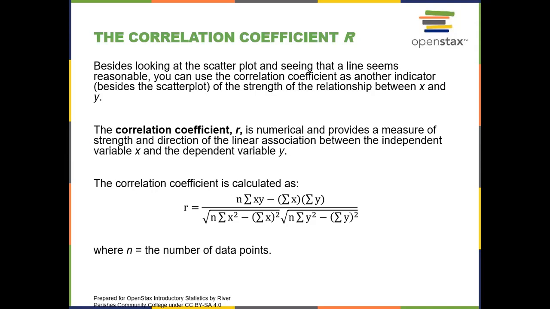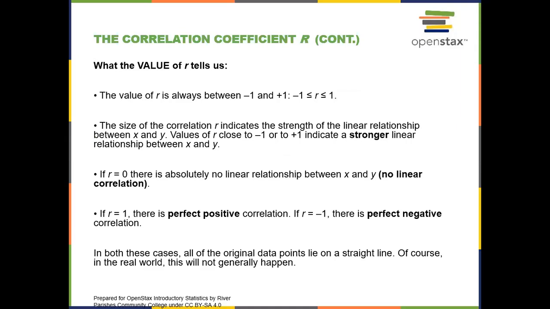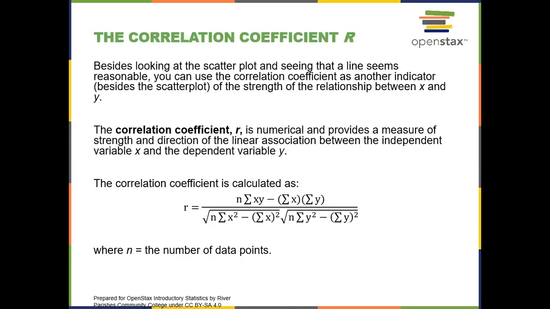N is your number. That small funny thing is Greek capital S, sigma. That means you're adding, for example, on the numerator, the sum of the products of x times y and things like that. We are not going to use that formula. So how are we going to calculate R?